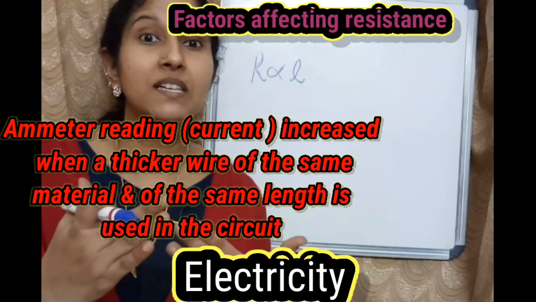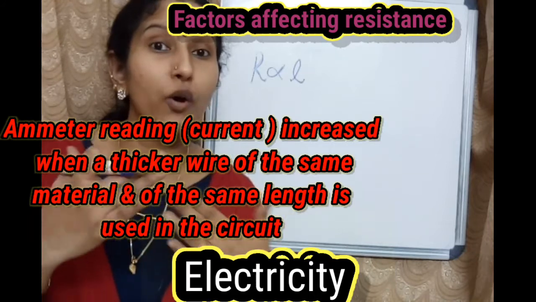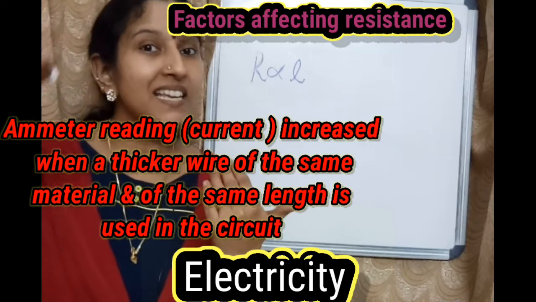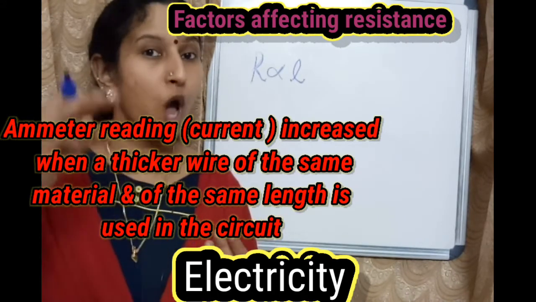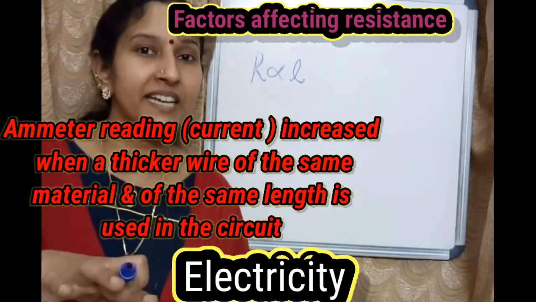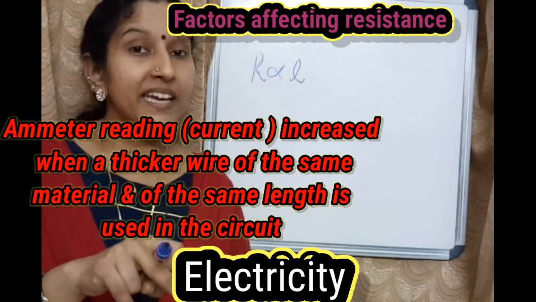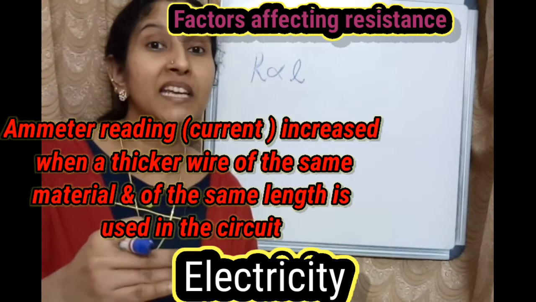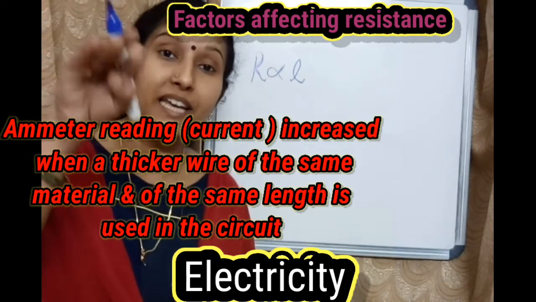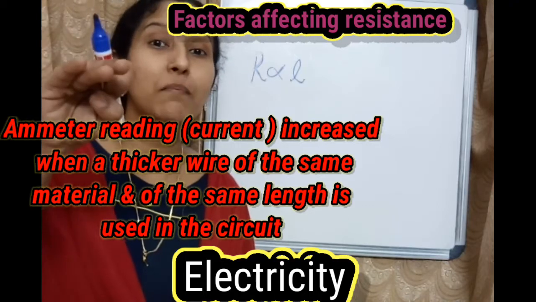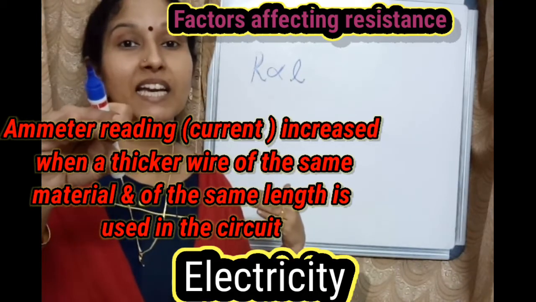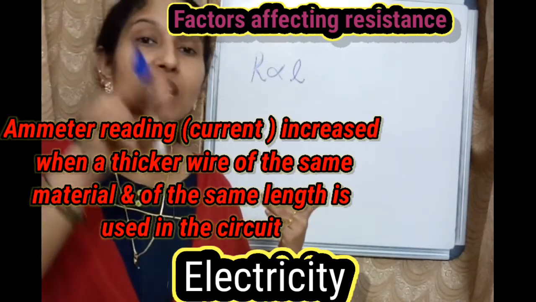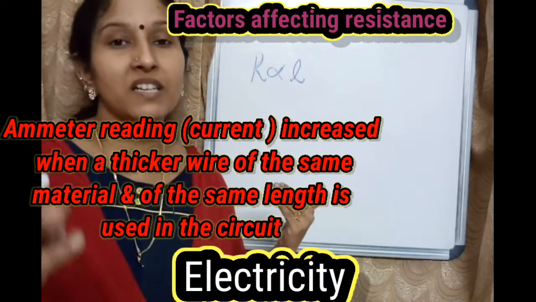An increase in the current means R decreases. When the amount of current increases, R decreases. R decreases, I increases. That is our connection. So here the ammeter reading increases, or I increases, which means R decreases. Why does R decrease? Because we changed the thickness, which means thickness, or area of cross section, is inversely proportional to the resistance.